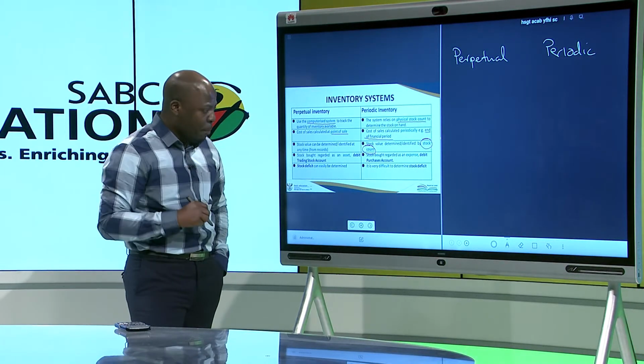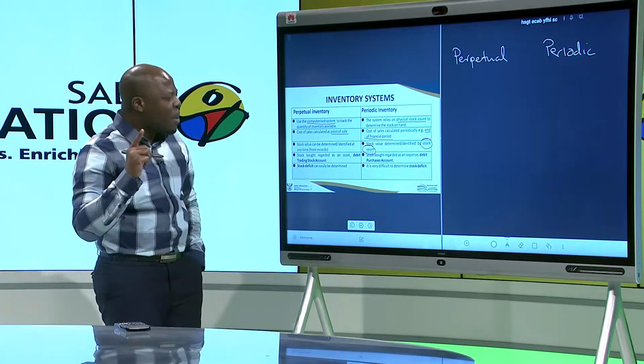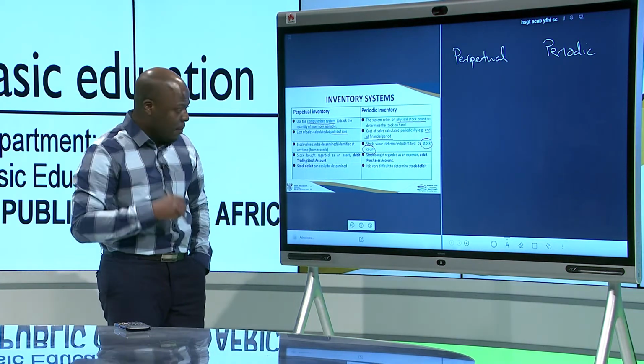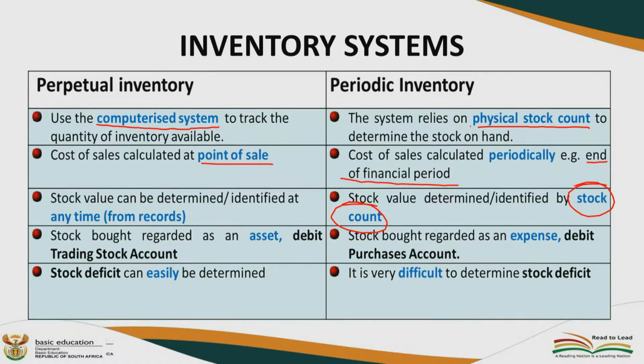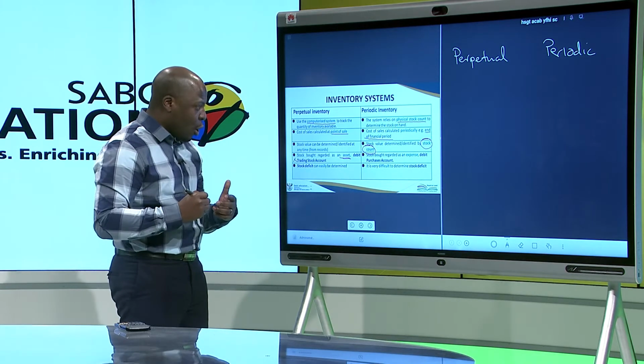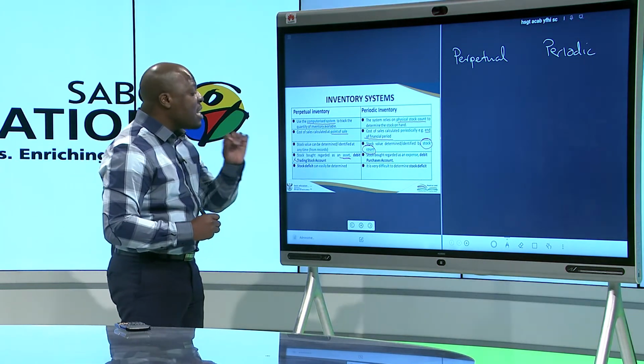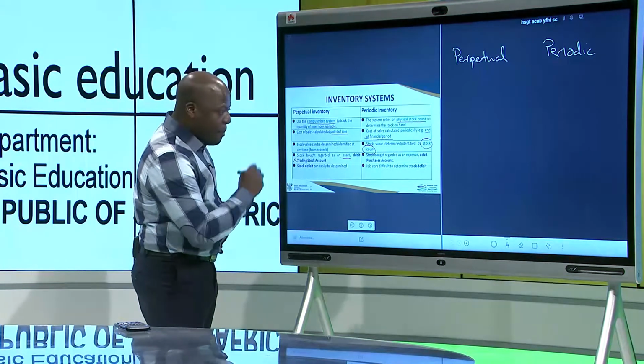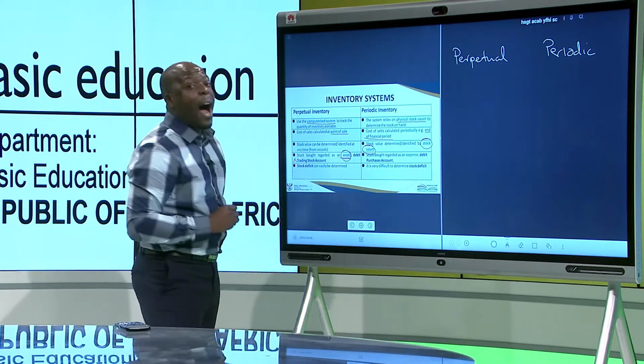Boys and girls, this is very important: when you are using the perpetual inventory system, when you buy stock, the stock purchased will be regarded as an asset. In other words, it simply means you will debit it in your trading stock account. All right? I'll repeat again. When you use the perpetual inventory system, when you buy that particular stock, you will debit it to your trading stock account. Why? Because it will be treated as an asset.